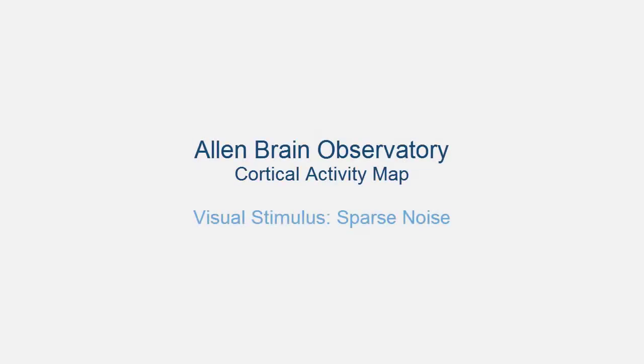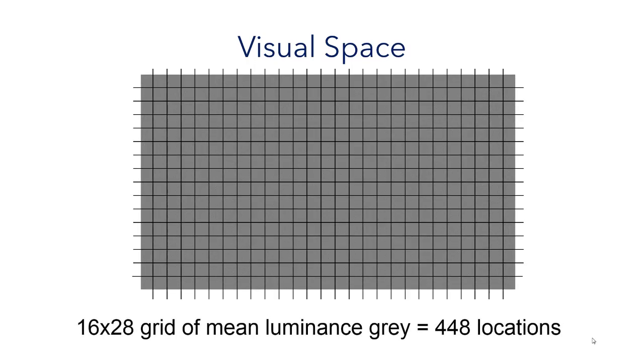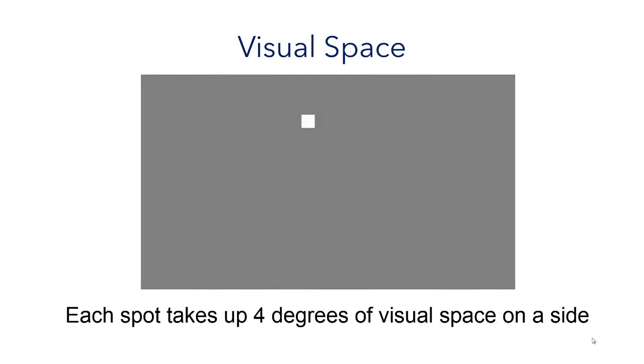To measure spatial receptive fields for the cortical activity map, we use a locally sparse noise stimulus. Usually, a sparse noise stimulus consists of a small white or black spot that is briefly flashed on a mean luminance gray background. This has been very effective at mapping the on and off subunits of cells' receptive fields.